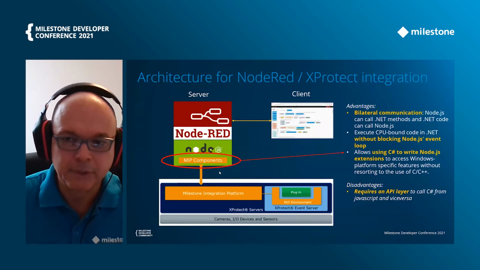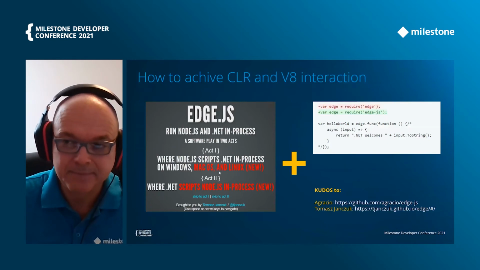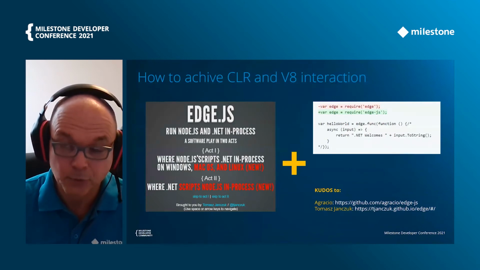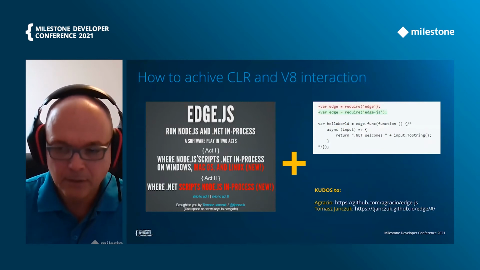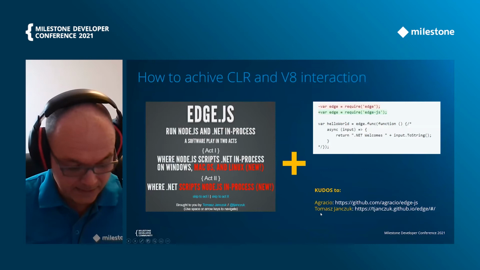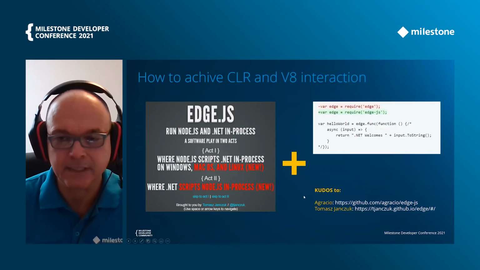Well, the piece of software that is, by the way, freely available on the internet is called Edge.js. It allows the developer to write Node.js and .NET together, to run Node.js and .NET in the same process, and it allows communication from both sides, as we have seen earlier. The kudos goes to the people who have developed this component, which is very, very useful in this case.